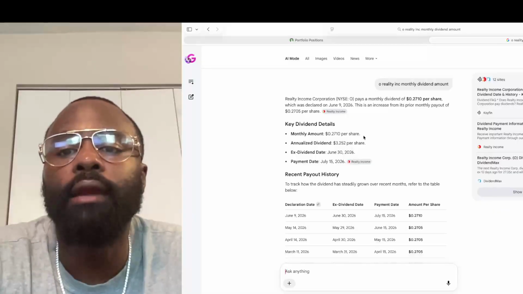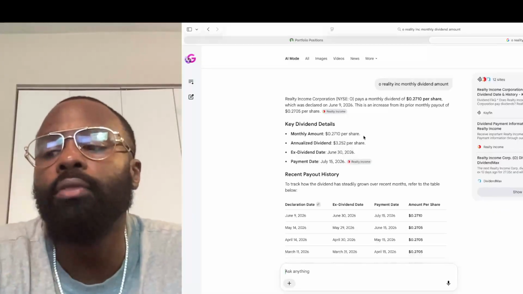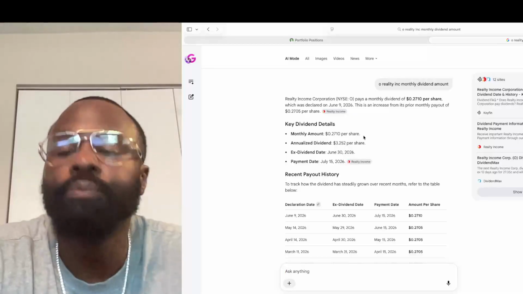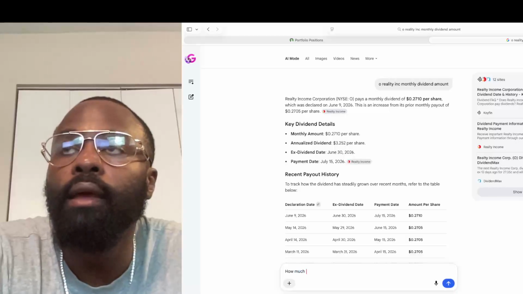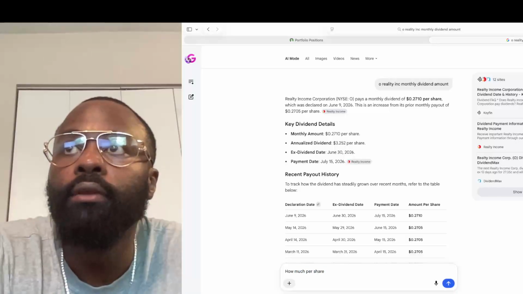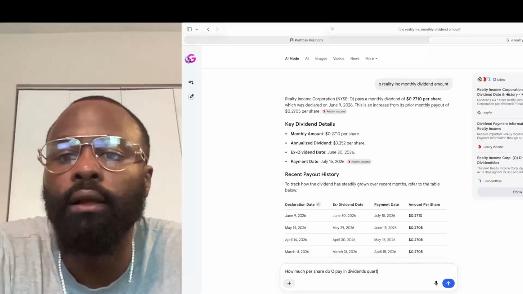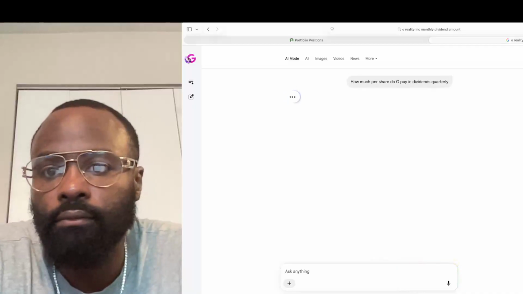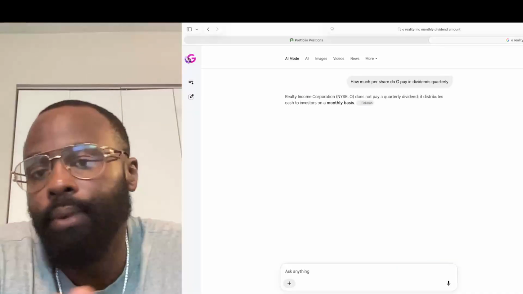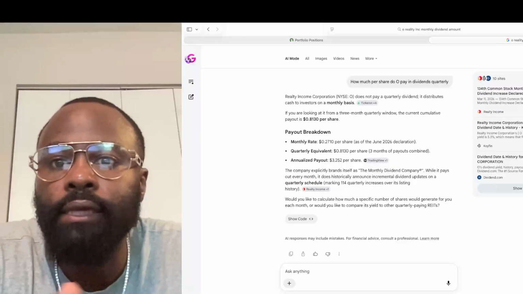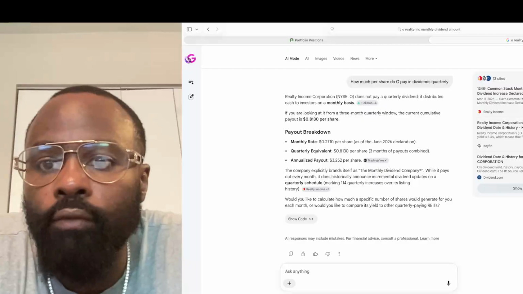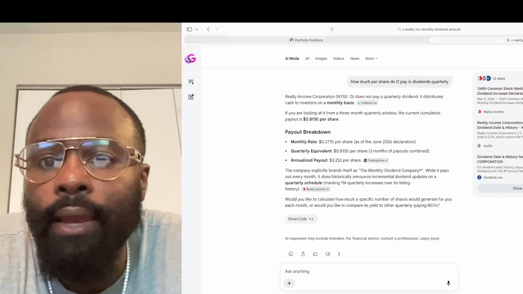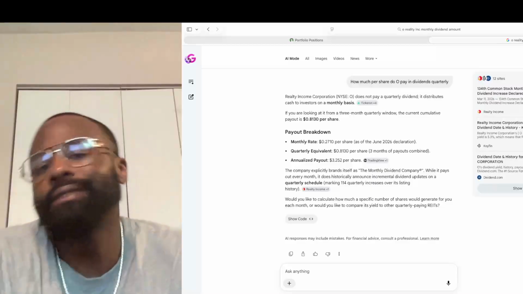No, I have to look at it from the same framework as my other quarterly paying dividend stocks. So if I ask Google AI, how much per share does O pay in dividends quarterly? And that'll probably be like 80 something cents. All right. So Realty Income does not pay a quarterly dividend, but if you are looking at a 3 month quarterly window, the current cumulative payout is 81 cents. All right. Because that's what we're looking for.